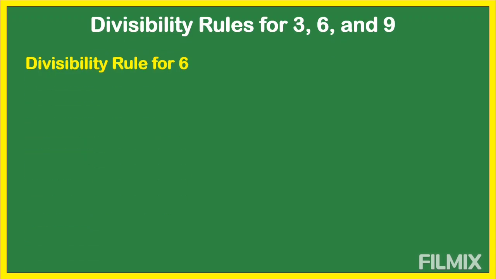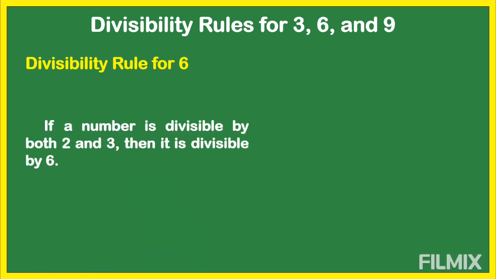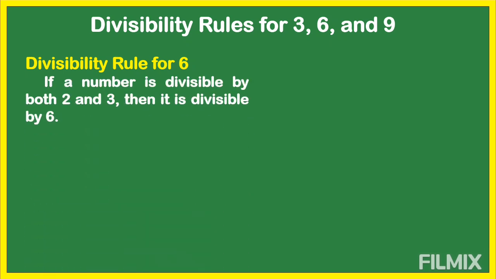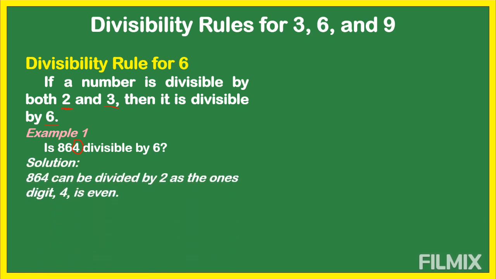Next is divisibility rule for 6. How do we know that a number is divisible by 6? If a number is divisible by both 2 and 3, then it is divisible by 6. So, for example, is 864 divisible by 6? We're going to look at the ones digit. How do we know that a number is divisible by 2? If the number ends with 0, 2, 4, 6, or 8. So 864 can be divided by 2 as the ones digit 4 is an even number.